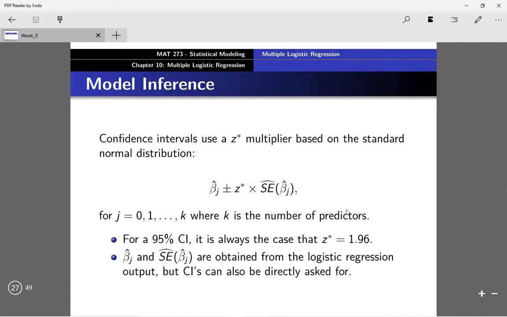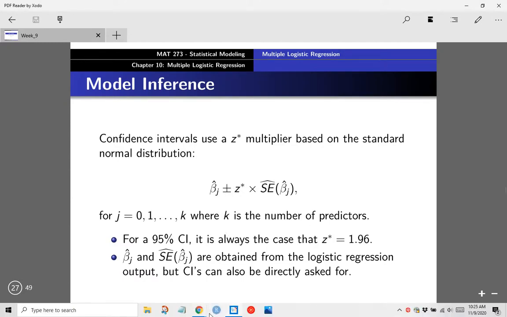So for z-stars, the multipliers, they only depend on the confidence level. So a t-star multiplier for multiple linear regression depended on two things: the sample size, which determined the degrees of freedom, and the confidence level. You can make a 90% confidence interval or a 95 or a 99. All those things would change the t-star value. Here, z-star does not depend on the sample size. It only depends on our confidence level. And so for the most commonly used confidence level, which is 95%, z-star is always 1.96.